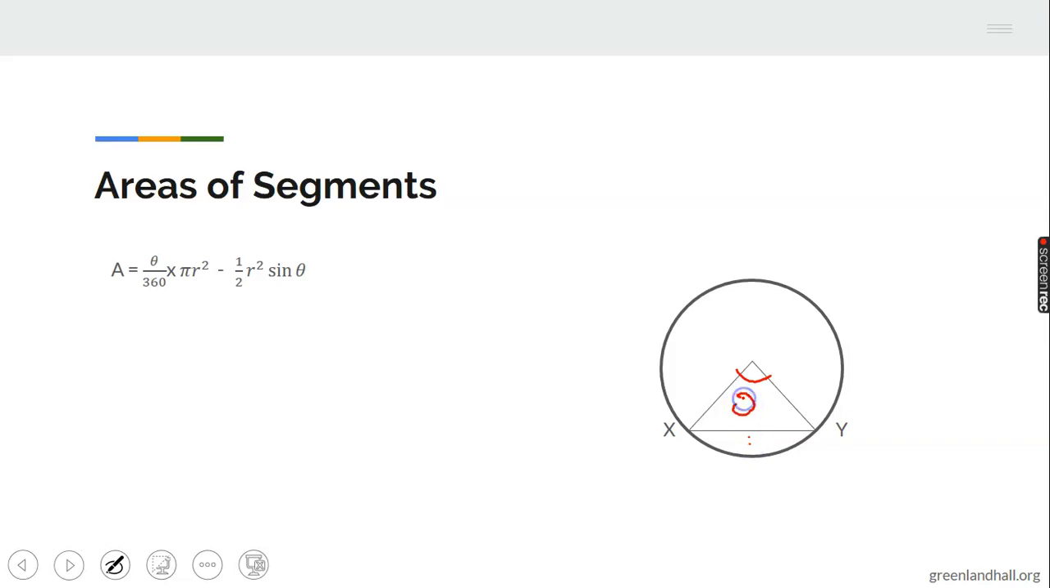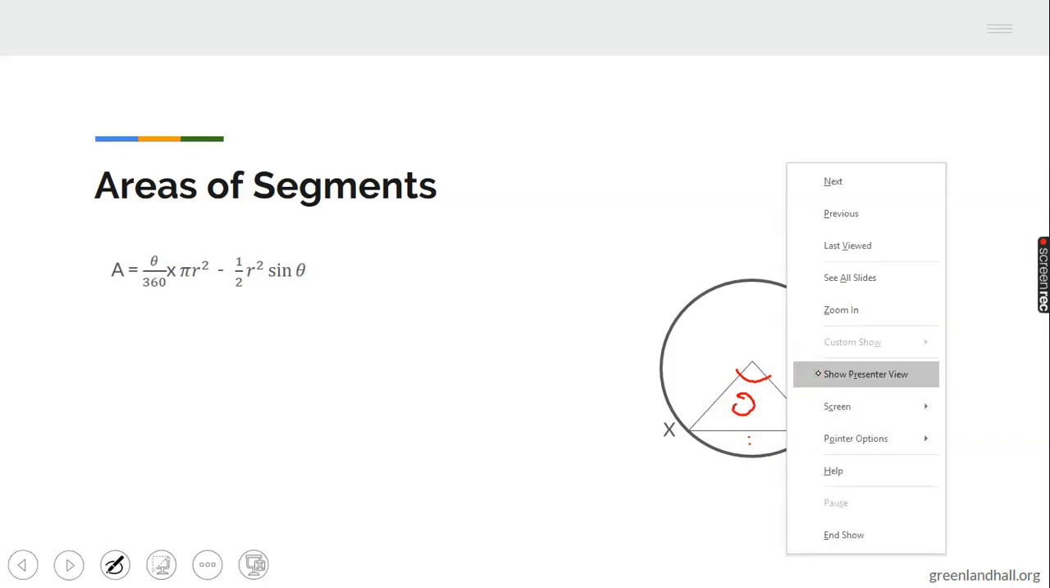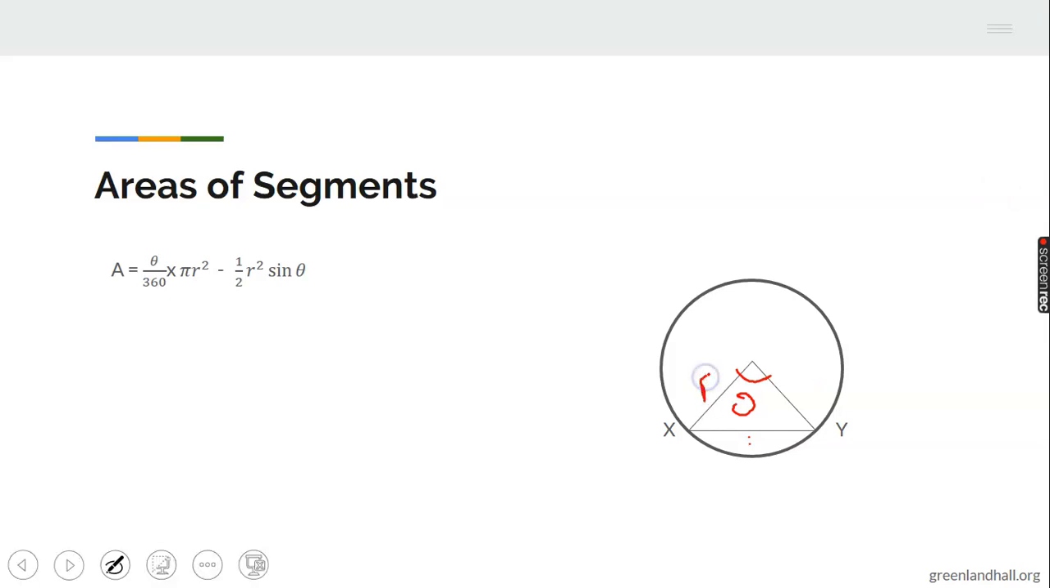The angle here is theta. This is the radius, center O. The area of this segment is the area of the sector, the entire portion, minus the area of this isosceles triangle. You have the formula as theta over 360 times pi r squared, then minus half r squared sine theta, which is the area of that triangle.